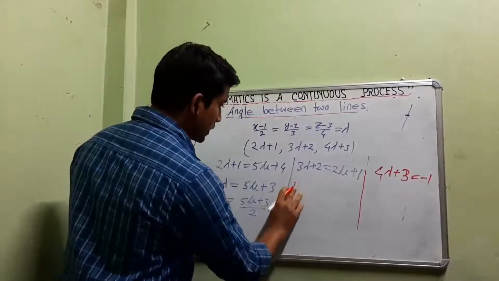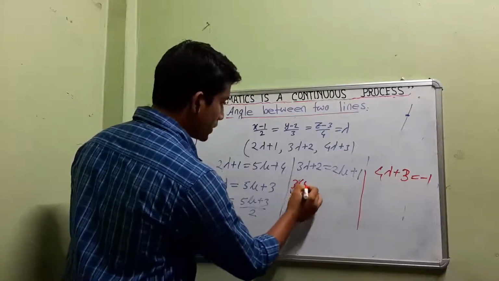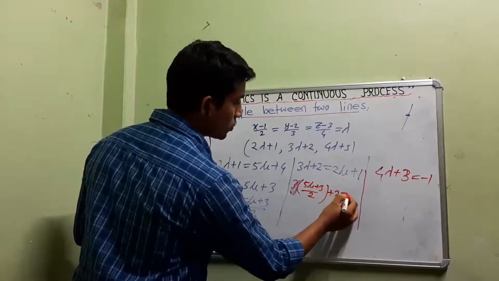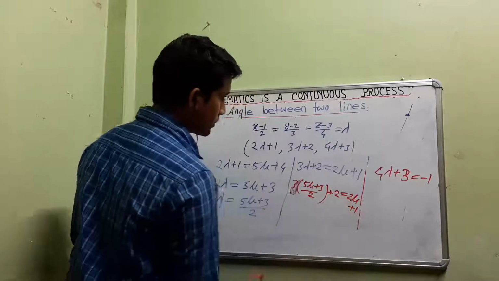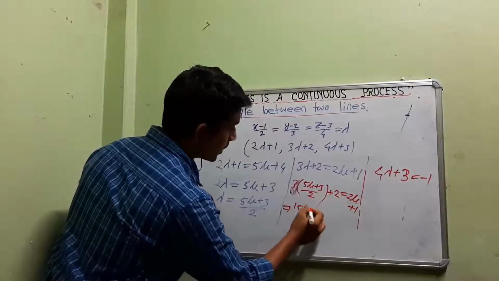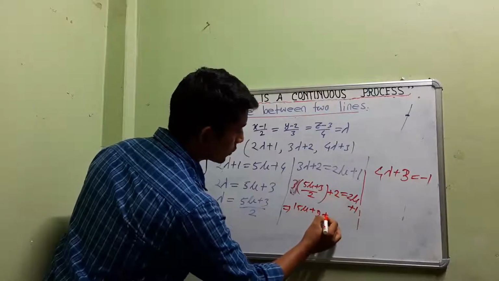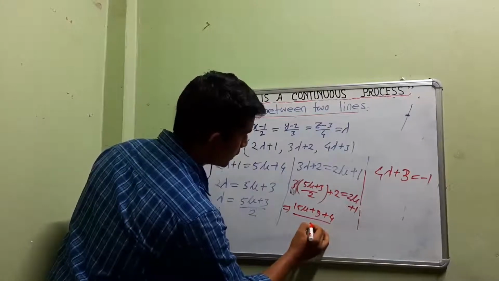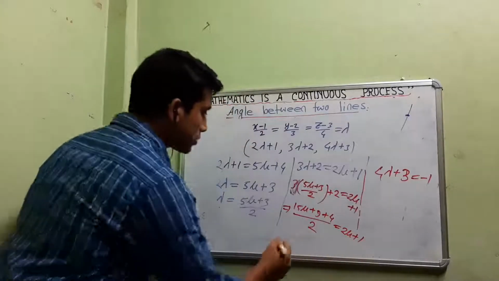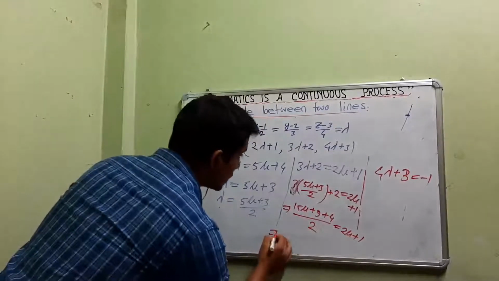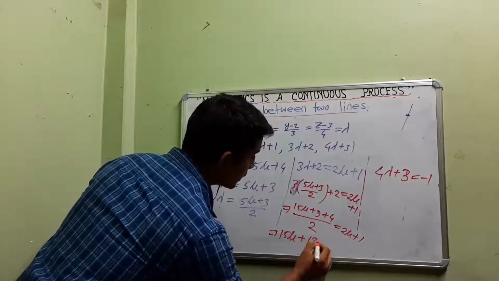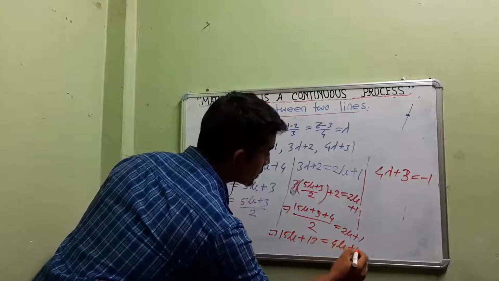So 3 is already there. 3 into lambda value, 5 mu plus 3 divided by 2, plus 2 is equal to 2 mu plus 1. If I take the LCM there, it will be 15 mu plus 9, and 2 2s are 4, divided by 2, is equal to 2 mu plus 1. Now just solve this one. What will we get if I solve? It is 15 mu plus 13 is equal to 4 mu plus 2.